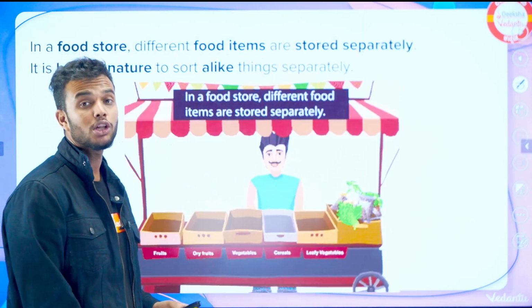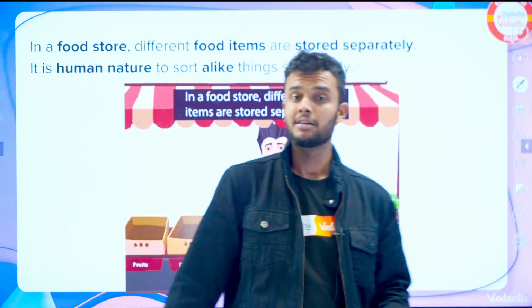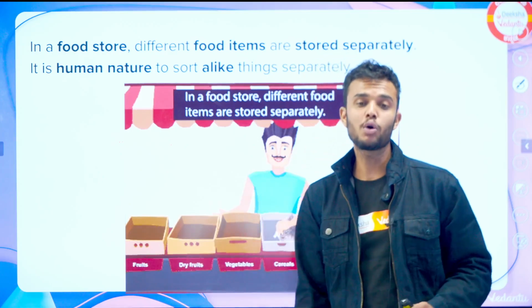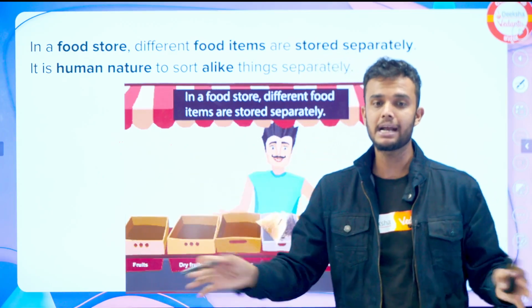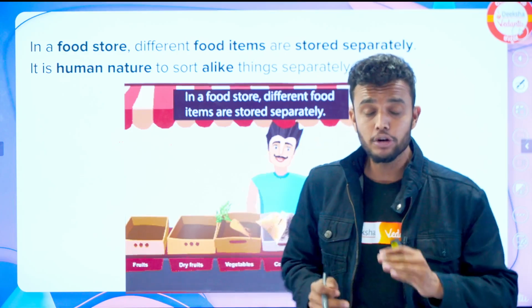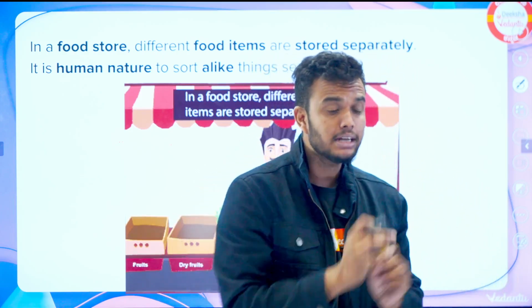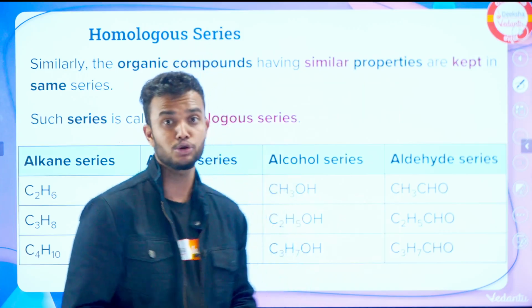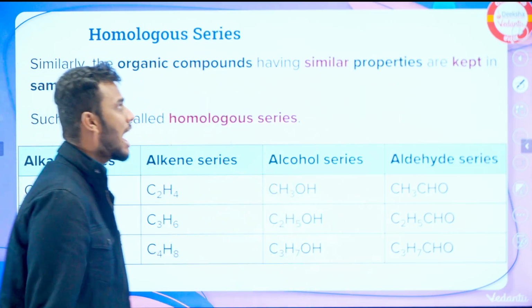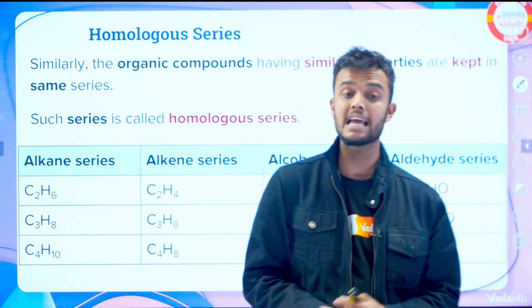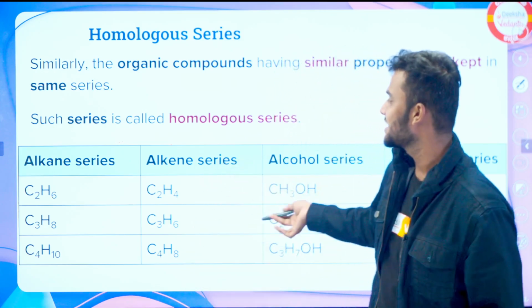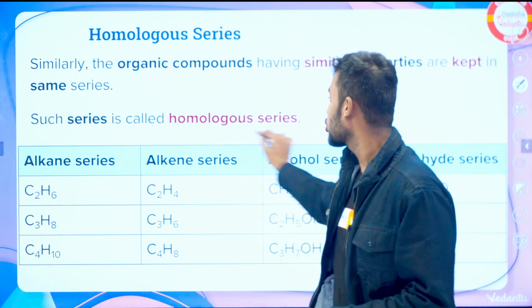Right students, next we move on to the homologous series. In a food store, what happens? Different food items are kept separately, by nature. Similarly, compounds having similar properties we keep in the same series. For example, the alkane series, the alkene series, the alkyne series. These series are called homologous series.